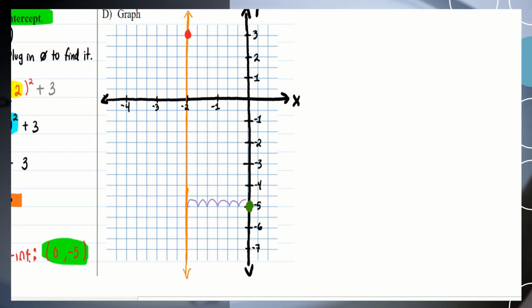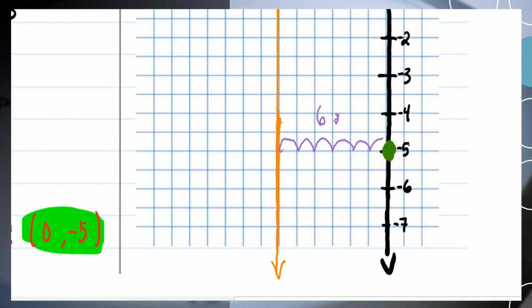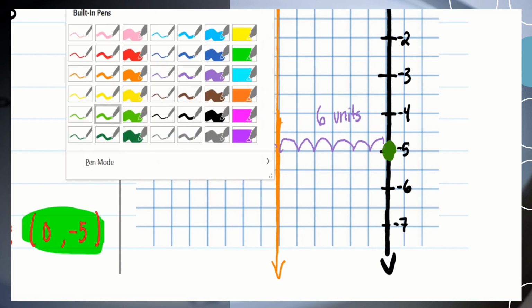So I'm counting how far the y-intercept is from the axis of symmetry. It looks like it's 6 units here. Since we know that it cuts it in half, I'm going to be reflecting that green point to the other side to get the other point on the left side of the axis of symmetry. So I'm going to count 6 boxes again, and that's where we're going to have our third point. There we go.